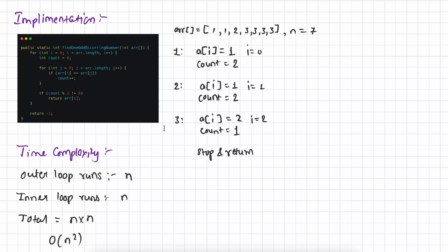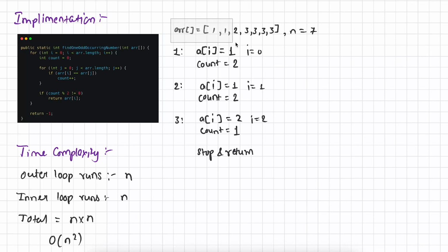After the inner loop, we are simply checking if count is divisible by 2 or not. If it is not, then it is an odd occurring number, and we simply return that number. So the outer loop takes one number at a time, and the inner loop checks that number in the entire array. Let's quickly dry run this code and see how it works.